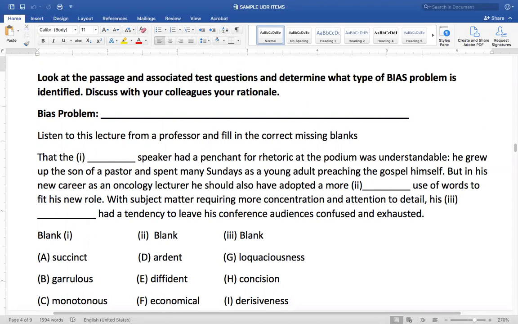Another thing that I see under sensitive topics could be religion, the use of religion. So here we see, he grew up the son of a pastor and spent many Sundays as a young adult preaching the gospel himself. Okay, the vocabulary such as oncology lecturer. So imagine if we were going to test, let's say, middle or high school students with this as a listening task, it would be extremely difficult, right? So we need to be careful about that.